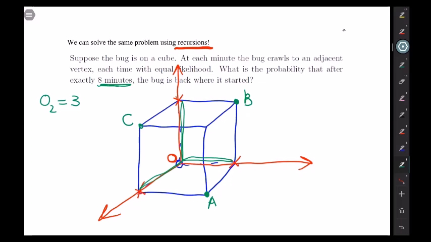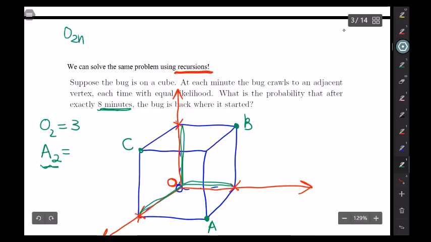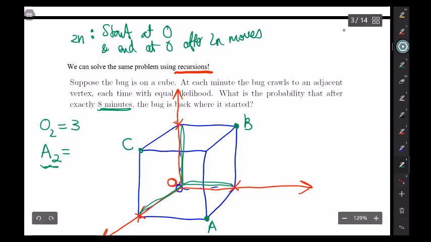You can start at O and then come back to O. How about if you start at O and after 2 moves you are at A? Sorry, that's the meaning of this. Whenever I write O_n, what I mean is start at O and end at O after 2n moves. And similarly, whenever I say A_n, that means start at O and end at A after 2n moves.